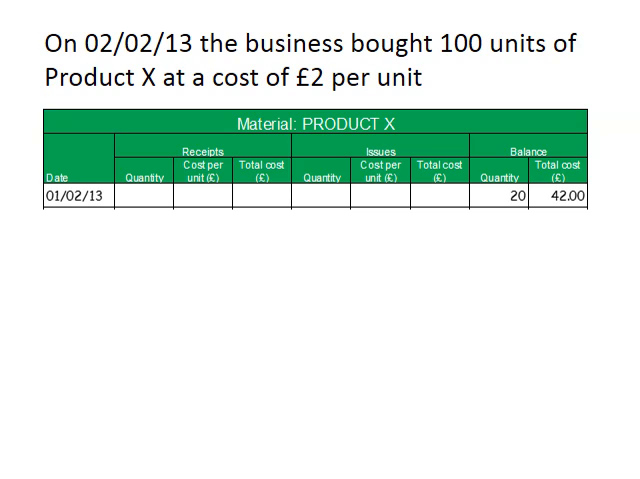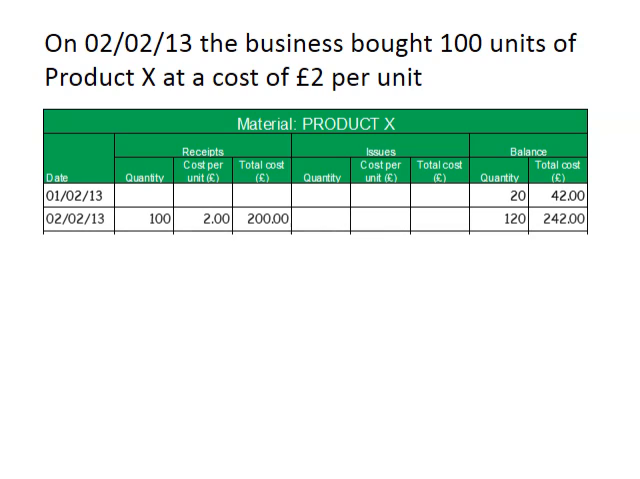On the following day, the business then buys 100 units of product X, this time at a cost of £2 per unit. Well, we're going to be recording that information in the receipts columns and then updating the balance figures to show what balance of stock is held. So we'll record the date of the transaction, 2nd of February. We then record the quantity received in the quantity column, the cost per unit of £2 per unit, and we calculate the total cost of that purchase. So that's 100 multiplied by £2 per unit gives us £200. There's nothing going to go in the issues columns as this is a purchase of stock.